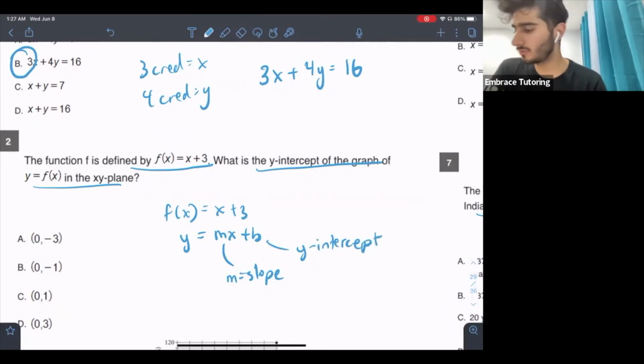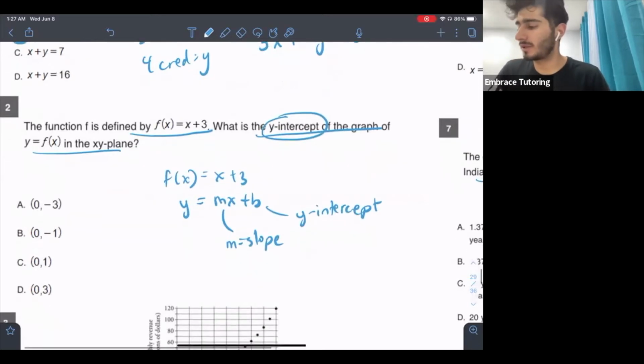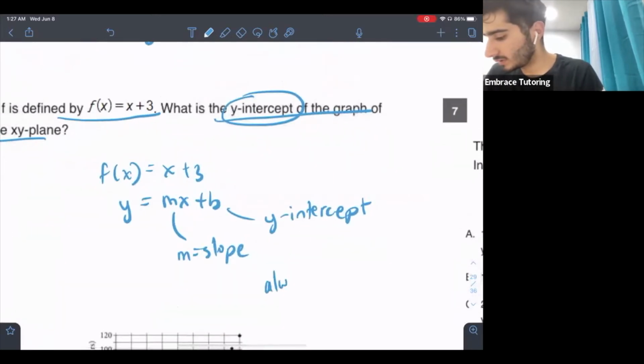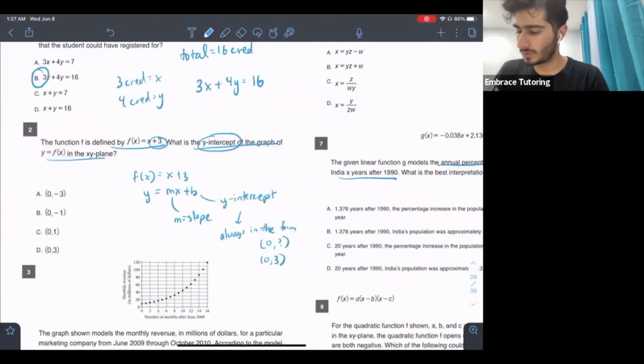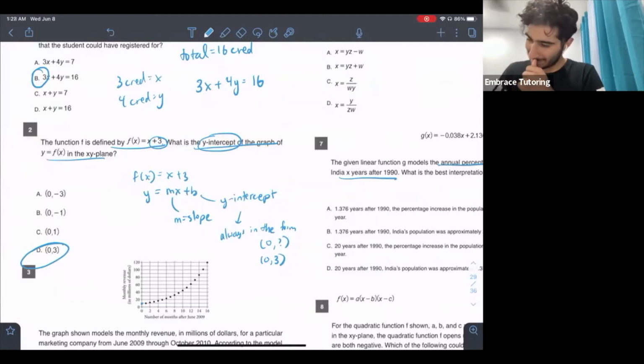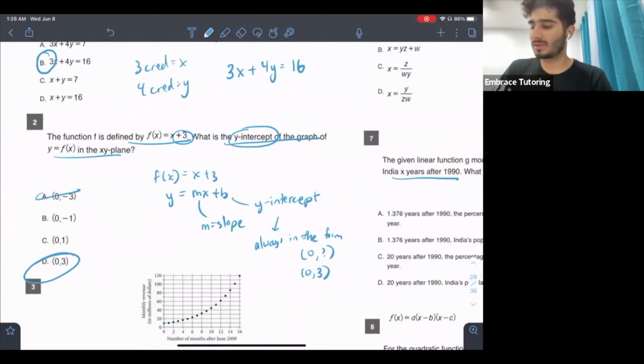So what you would have to do is then understand that they're looking for the y-intercept, and the y-intercept is always in the form 0, comma, and then a number. So since it's a positive 3, you would have to know that it's 0, comma 3, which is choice D for this question. It won't be negative 3, and it won't be any of the other options because they just don't match the given equation and the y-intercept.